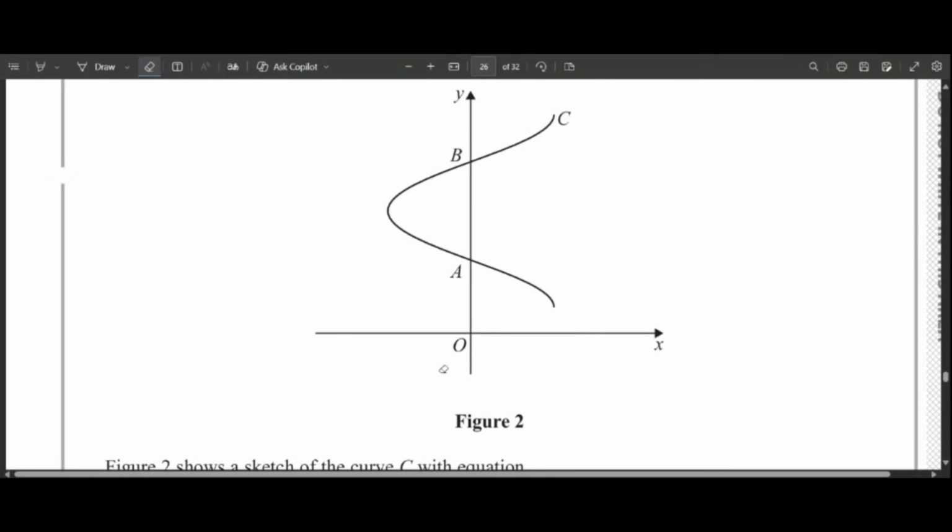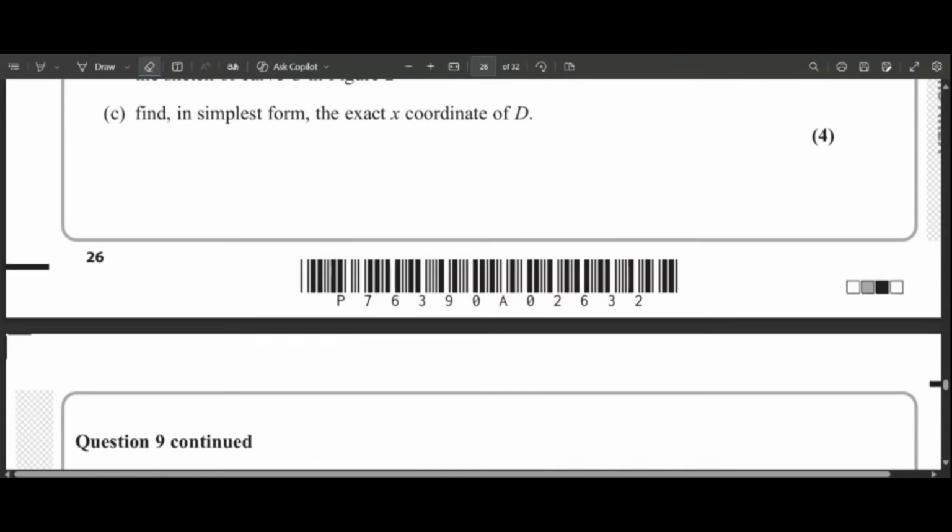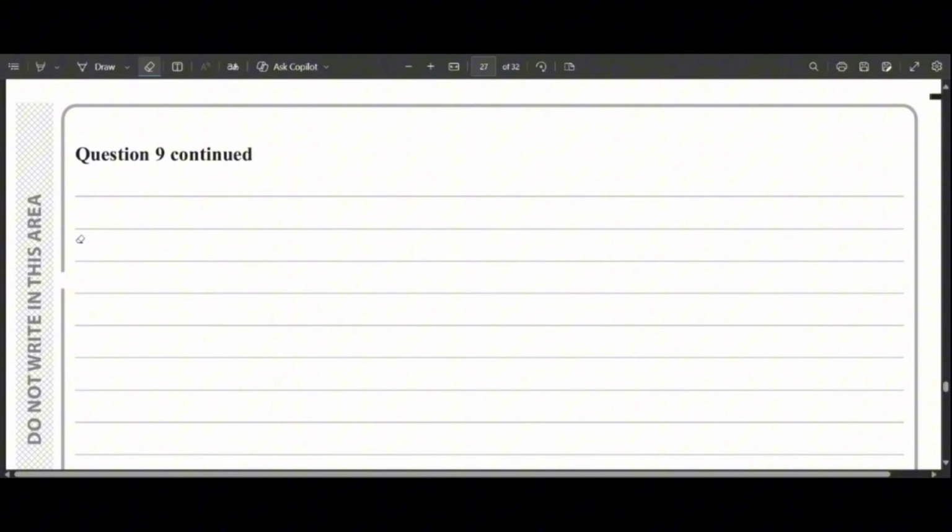Now we will use this information to find the y coordinates of point A and B. We can write at A, B, x is equal to 0. So we can write 0 is equal to 2 by 3 sine 3y plus pi by 4. This is our expression, and we have substituted x equals to 0 in our equation.